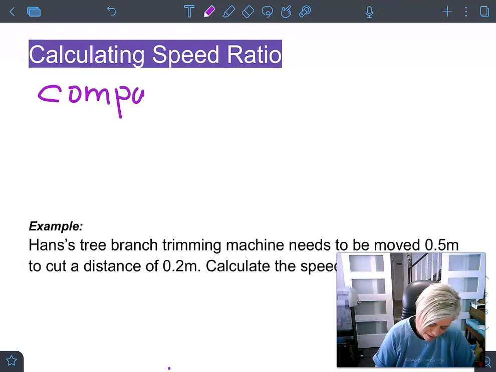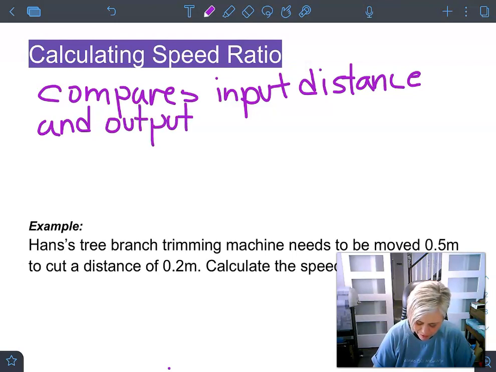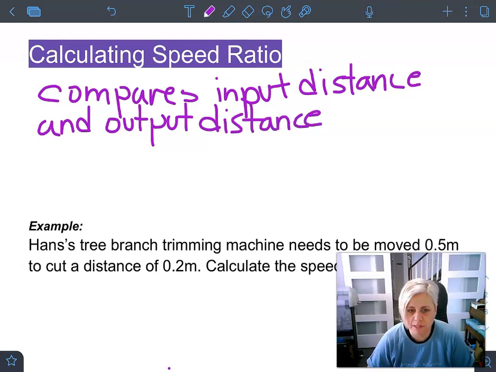It compares the input distance with the output distance, again, just like forces with mechanical advantage. The input is the distance that the person has to move or apply their force over while they're using that machine. And the output distance is how far the load ends up moving by the machine. So you're looking for those two variables in whatever question you're dealing with.